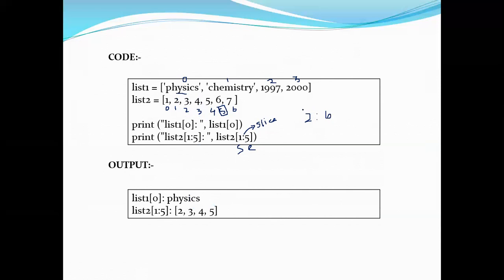It is going to take 3, 4, 5, 6. 7 will not be taken. Why? Because the last index will not be taken into consideration. So that is what I mean, right? So the last index will not be taken into consideration when you go for the range operation.